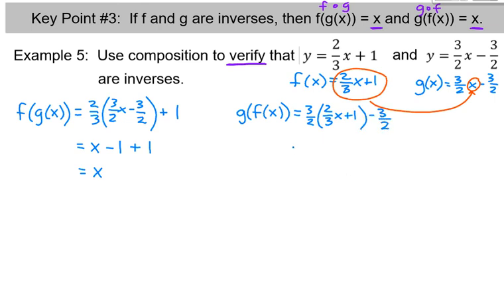And now we simplify. So distribute your 3/2. 3/2 times 2/3 is 1, so we have 1x. 3/2 times 1 is 3/2. And then we still have the minus 3/2 at the end. Combine the like terms, and all we have left is x. So that's our verification that according to this algebraic process, yes, we do have inverses.